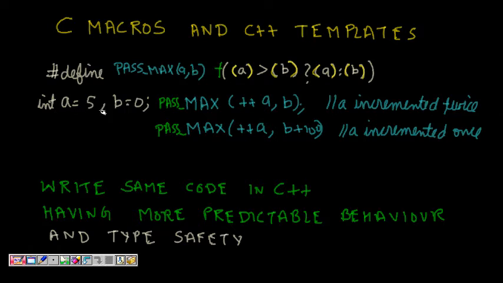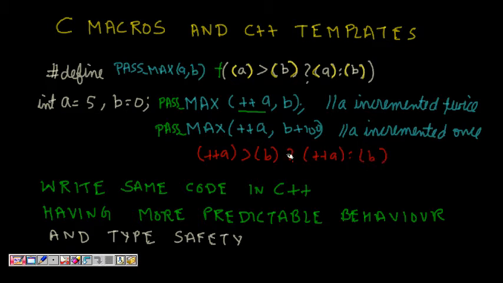Let's take an example: int a = 5, b = 0. So PASS_MAX, I write ++a, b. Here I have taken care of the parentheses. So let's see what happens. What does ++a mean here? The a comes here, so it will be expanded to something like ++a is greater than b, and then if true, ++a will be replaced here.